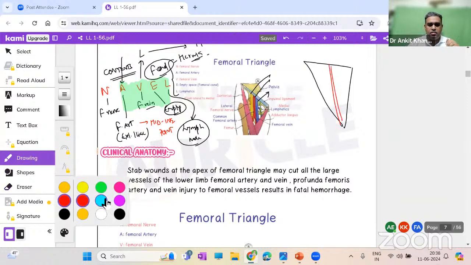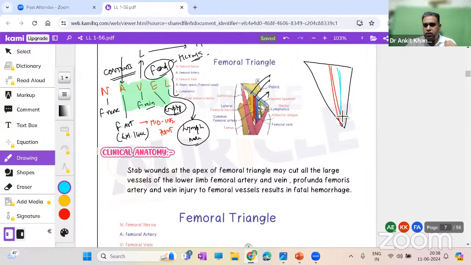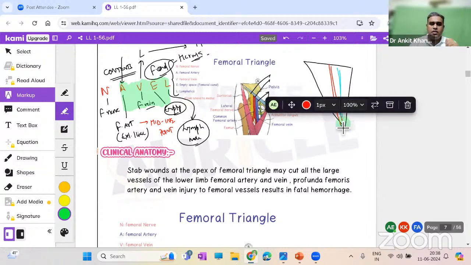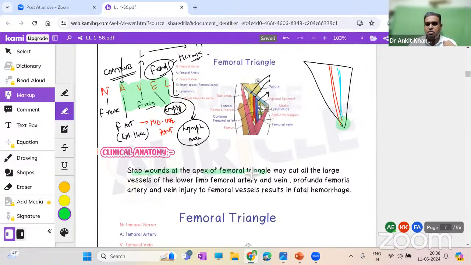And the vein is coming like this. This middle vein is coming like this. Now, both artery and vein are very close to each other at the apex of the femoral triangle. So see what is written: stab wounds at the apex of the femoral triangle may cut these vessels. Even a person may die, guys. Understand? And so where is the apex?